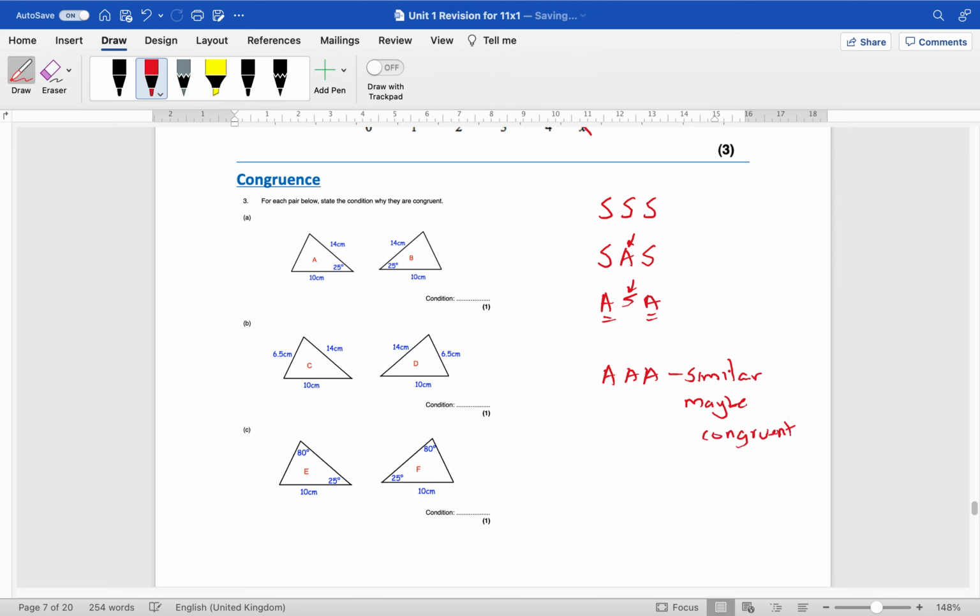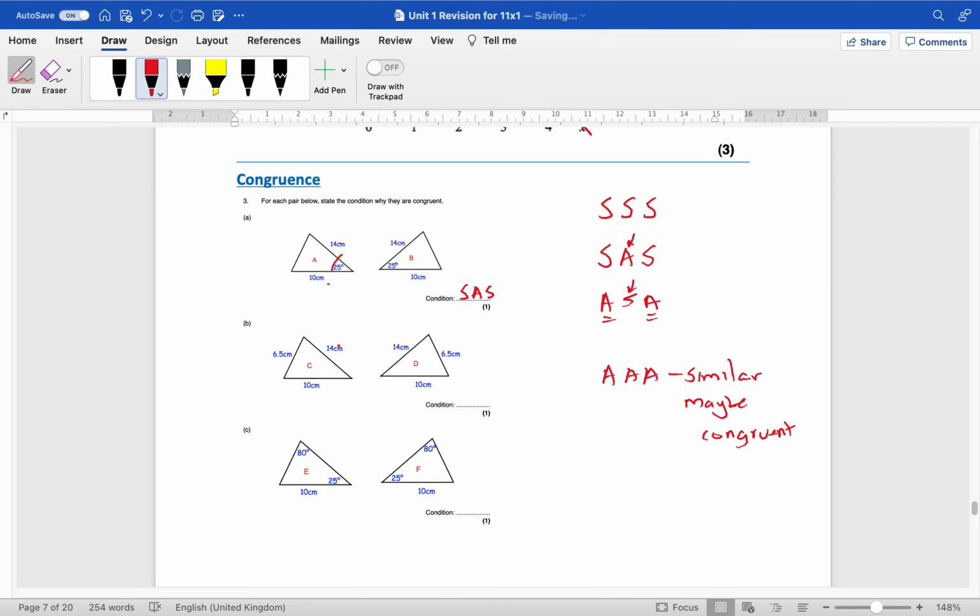Similar means one could be an enlarged, bigger version of the other, so they are similar shapes, but they might be congruent, they might be identical, but they might not be. Whereas these 3 mean they are identical, okay? So in the first one, I've got a side, angle, side. So my condition is side, angle, side. If you wanted a bit more wordiness, you'd say both have 2 equal sides with the same enclosed angle, or something like that.